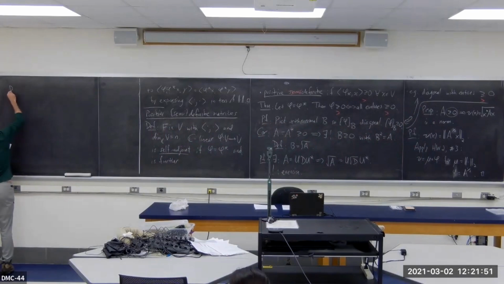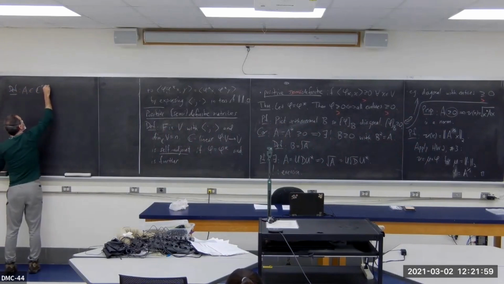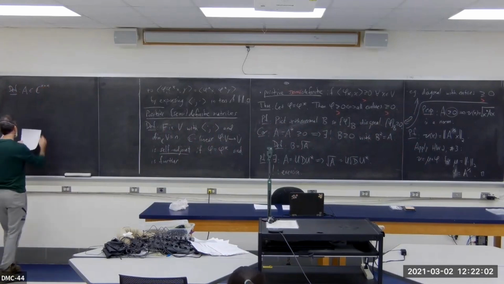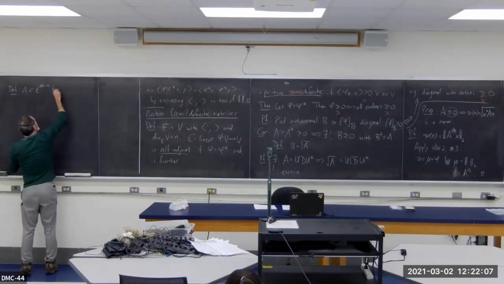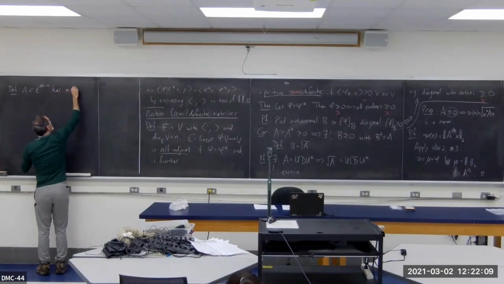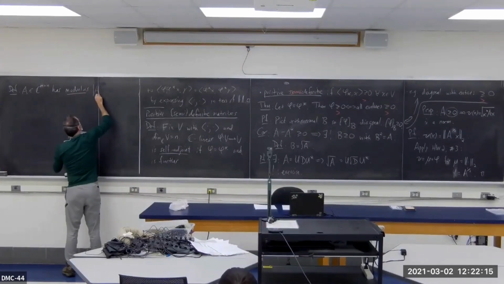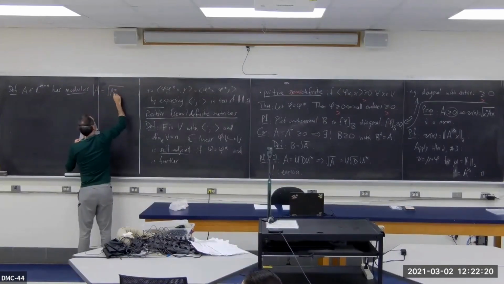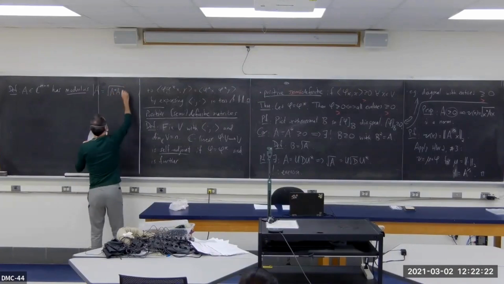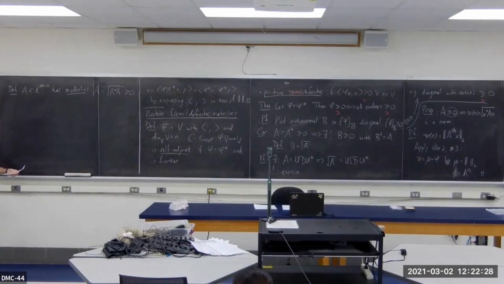So, definition. A is an m by n matrix with complex entries, and it has a modulus. We're going to write it as the absolute value of A, and it's going to be the square root of A star A. And note that this is, again, a positive semi-definite matrix.